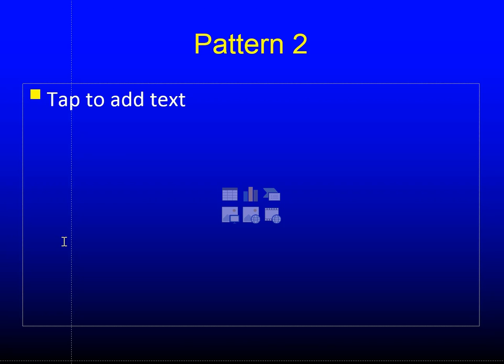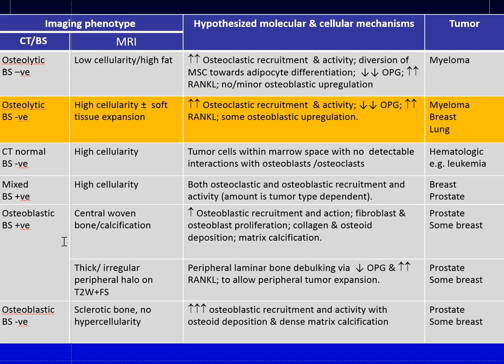Now, we don't have time to look at all of these phenotypes today, but what I'd like to do is to concentrate initially and discuss with you a little more what I call pattern 2. Pattern 2 refers to osteolytic lesions with highly cellular marrow, and this is commonly seen in multiple myeloma, breast cancer, and in lung cancer.